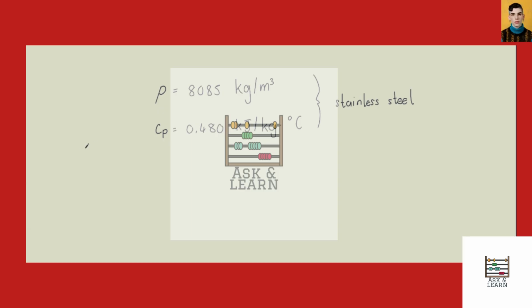Now, the density and the specific heat of the ball bearing material are given. The density rho is equal to 8,085 kilograms per cubic meter, and the specific heat at constant pressure is 0.48 kilojoules per kg degree Celsius.